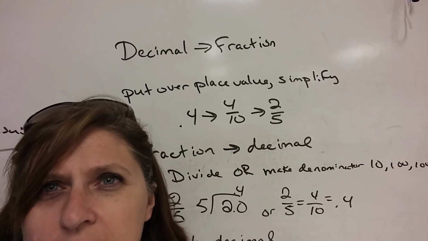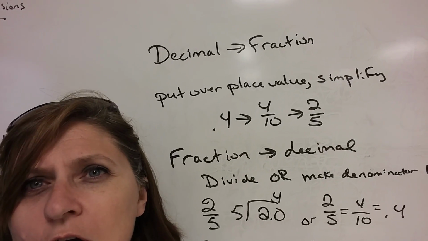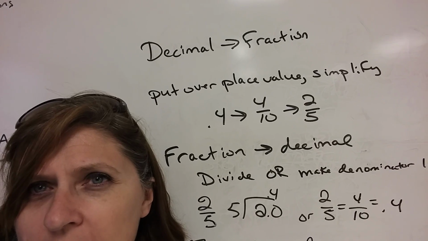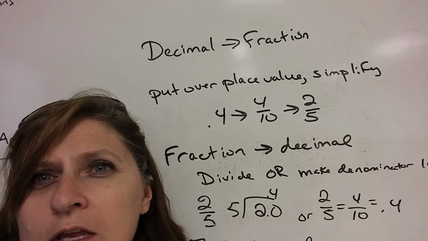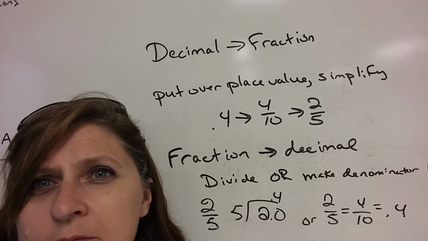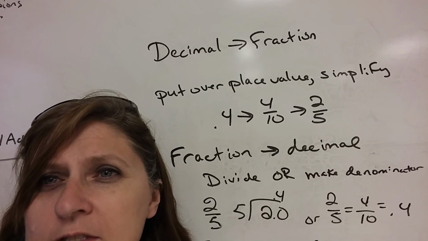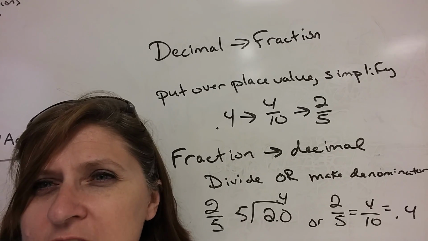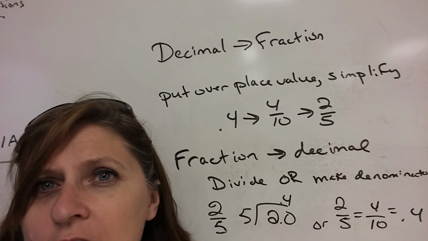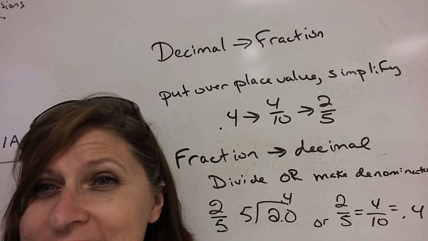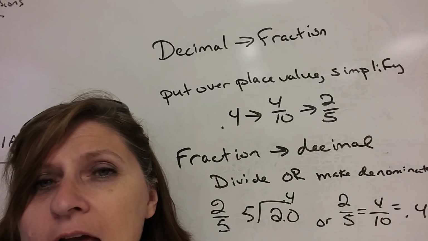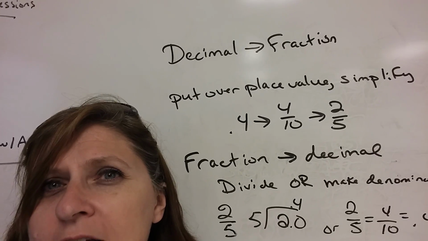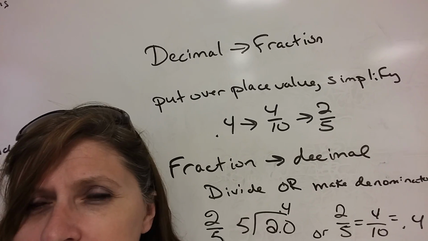So our first rule here says decimal to fraction. When we're looking at a decimal to a fraction, we take the number, we put it over the place value, and then we simplify it. So my example is 4/10. 4/10, the place value is the tenths place. So I take the 4 and I put it over a 10 because it's the tenths place, and then I simplify it. I can divide them both by 2 and I get 2/5.